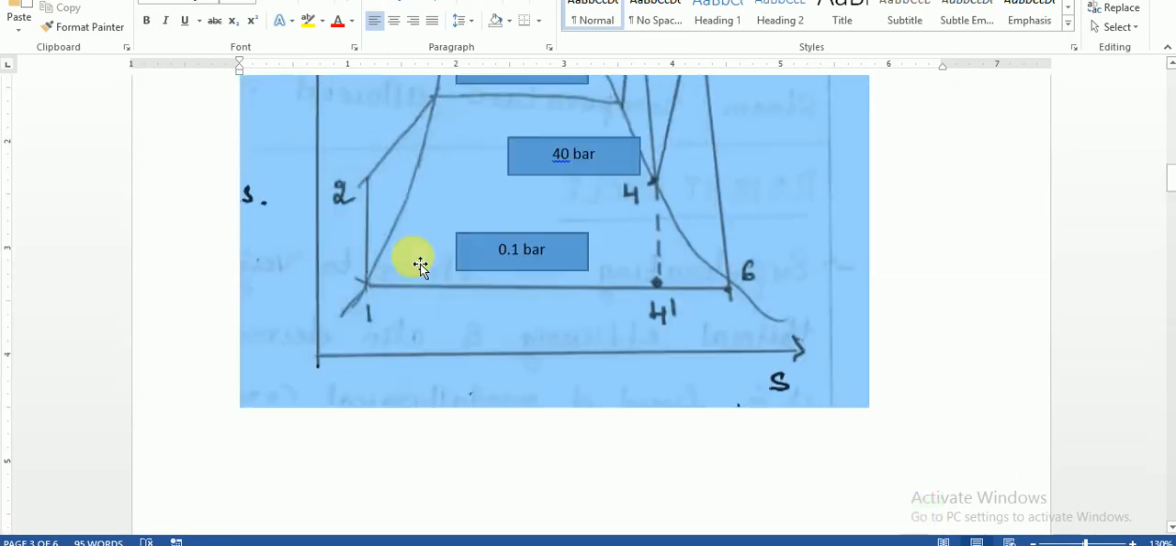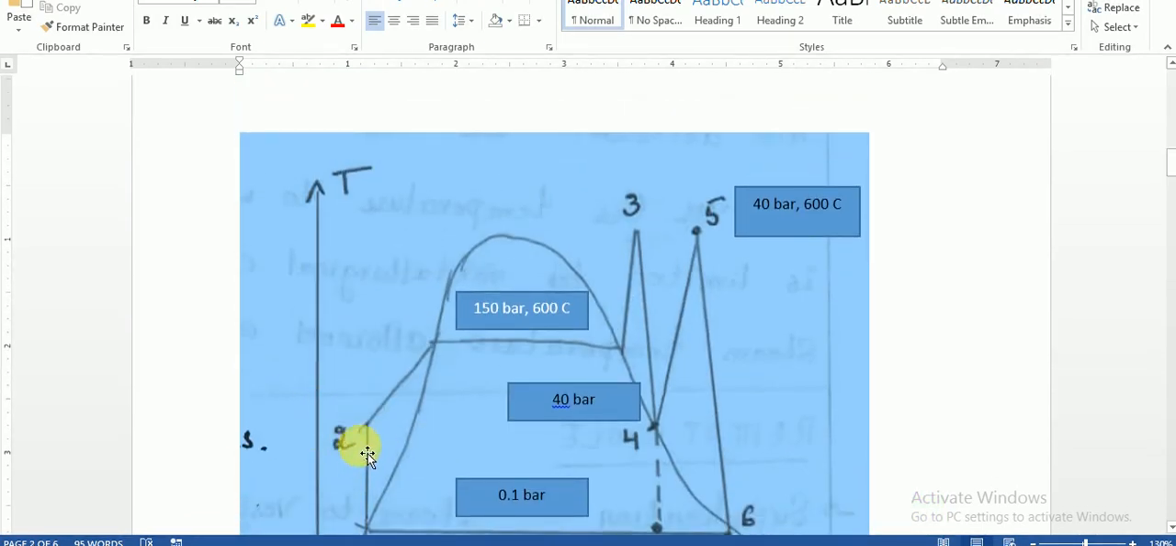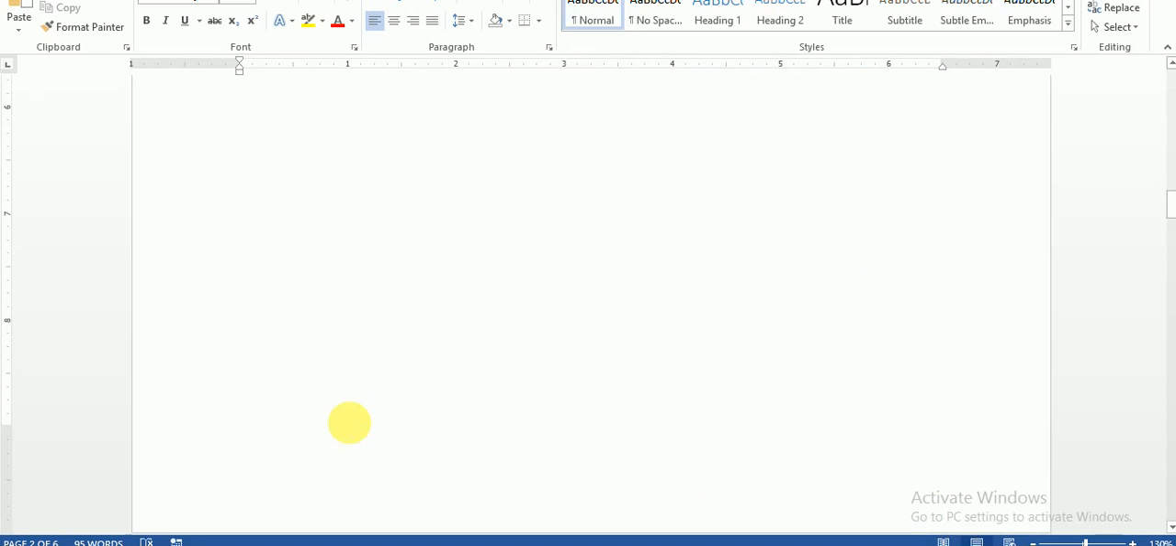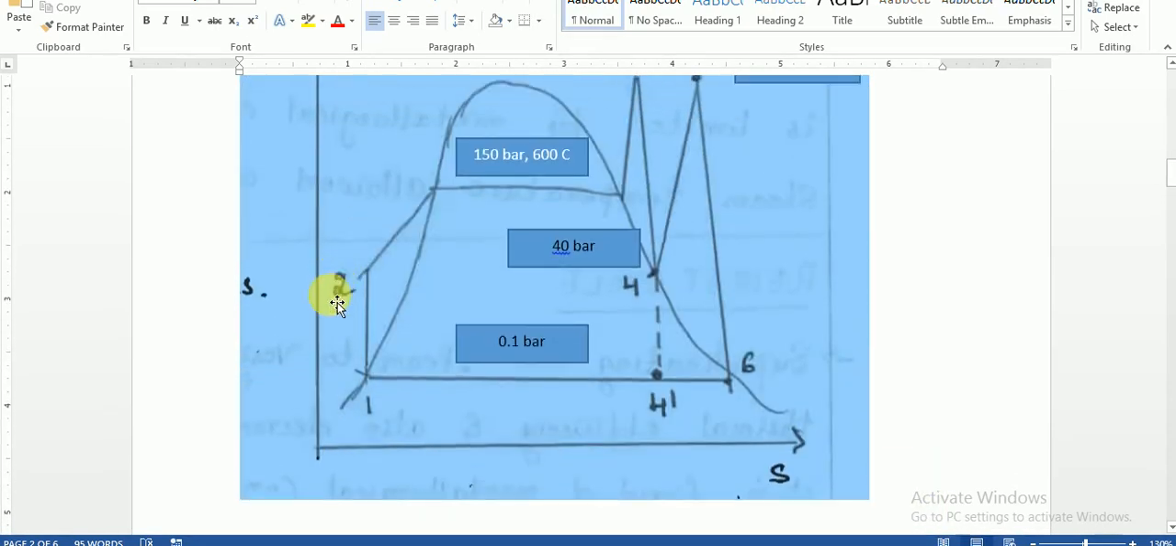Now we need to find the next term, that is H2. To find the value of H2, we cannot directly note down the value of H2.